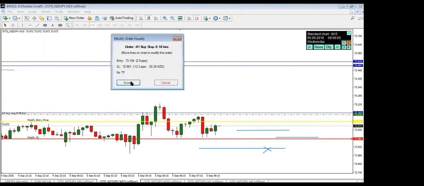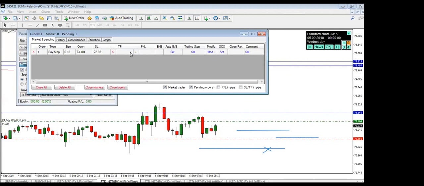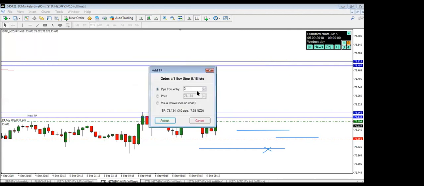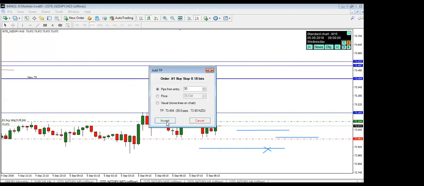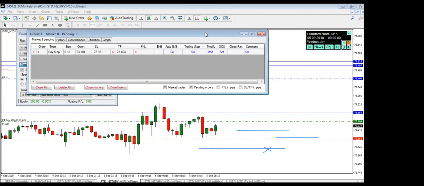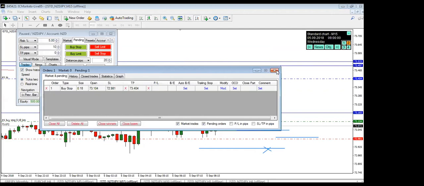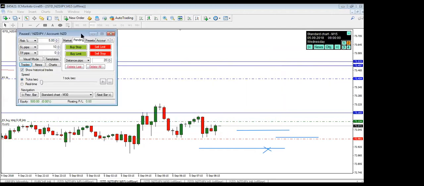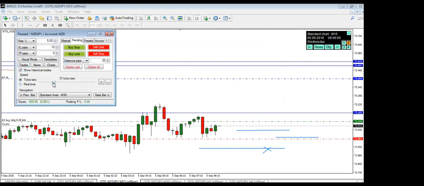Take profit, 8 pips. Is that okay? Yeah, that's perfect. Do the ticks so that we go a bit faster. Yeah, let's see what happens. I got butterflies.